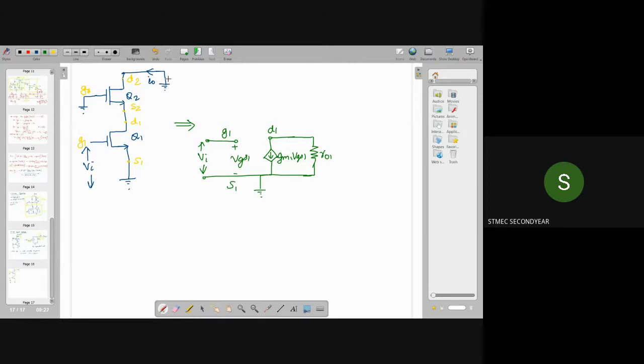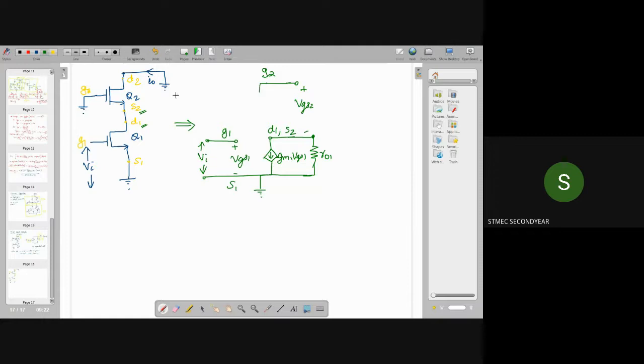Now, the corresponding equivalent for transistor Q2. Here, drain 1 is connected to source 2. So this is my drain 1 terminal, and to this point I can connect the source 2. Actually this is the common point for drain 1 and source 2. Now, this is the source terminal, and here I can take the gate terminal G2. So between source and gate, I can take this as VGS2, right?